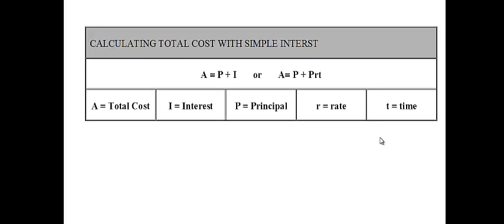So, if we're calculating total cost as opposed to just interest, we have two possibilities for formulas: A equals P plus I, or A equals P plus PRT. They're the same formulas, except in the one on the left, I simply represents interest, while the one on the right spells it out from the original equation, I equals PRT. Either one is valid. You're doing the same amount of work either way. P is still principal, R is still rate, and T is still time.